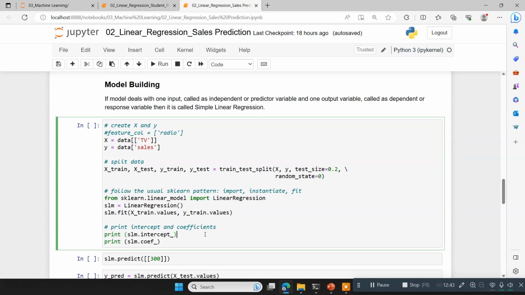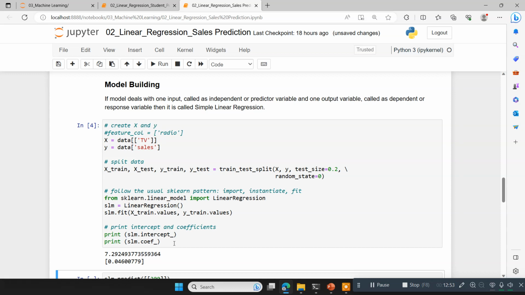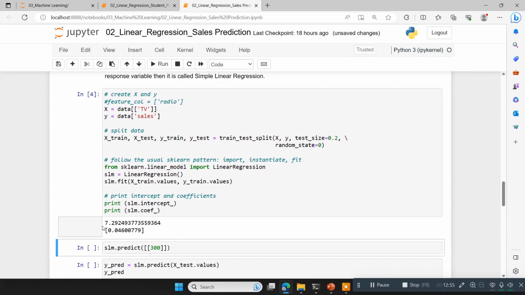So we would like to display the intercept values. This is a predefined attribute, intercept_, and this is coef_, which means beta 1. When you run this, the model is created. As you know, beta 0 is 7.29, this is beta 1, and if you give input for TV, then you will be getting the value for sales.